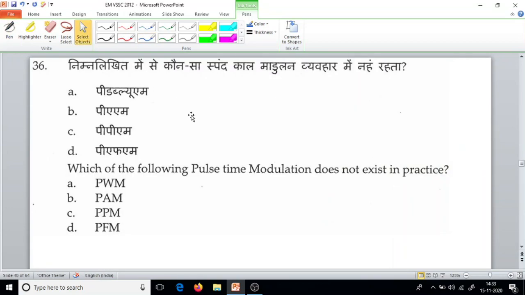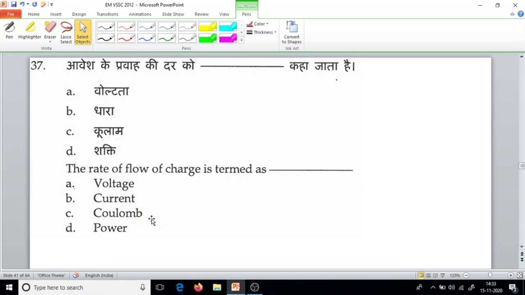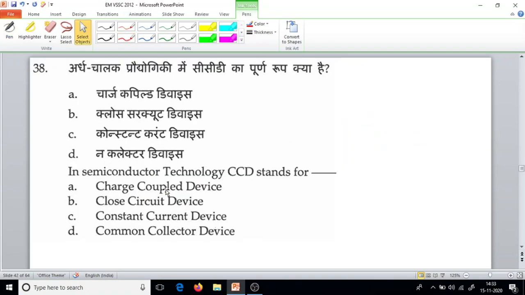Question number 36. Which of the following pulse time modulations does not exist in practice? PFM is not existing as a pulse time modulation. Question number 37. The rate of flow of charge, that is dq by dt, is termed as I. dq by dt equal to I. So the answer is current.